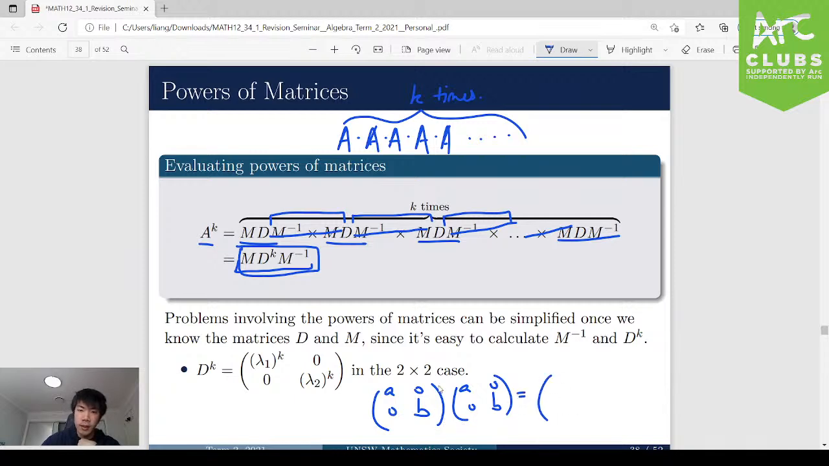If we go ahead and evaluate this, a times a is a squared, 0 times 0 is 0, a times 0 is 0, 0 times b is 0. Similarly, this entry here is also 0, and 0 times 0 plus b times b gives b squared, right? Of course, this is by no means a proof, but just to help you wrap your head around it. Basically, as long as you have a diagonal matrix, raising it to a power is the same as raising these elements to that power, okay?